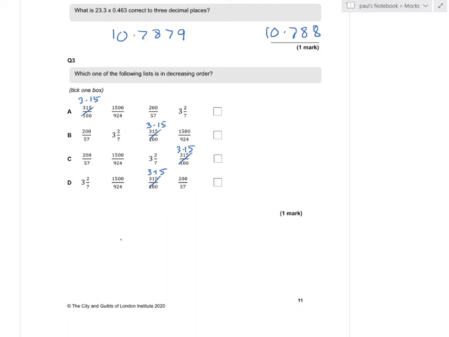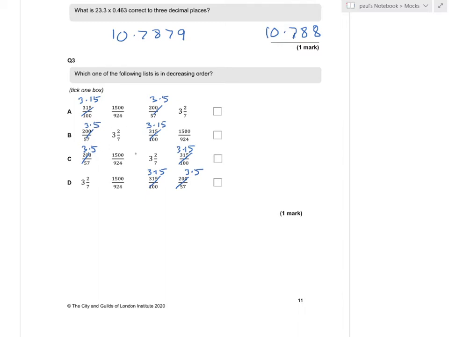Right, 200 over 57. 200 divided by 57 is 3.5. I'd call that 3.5. Right, so in decreasing order.